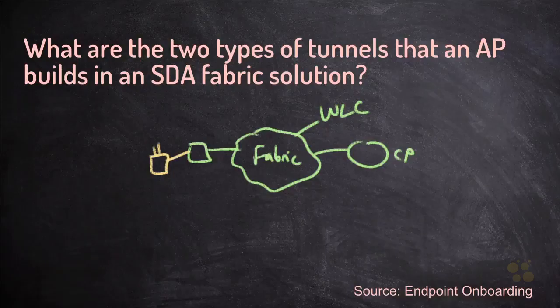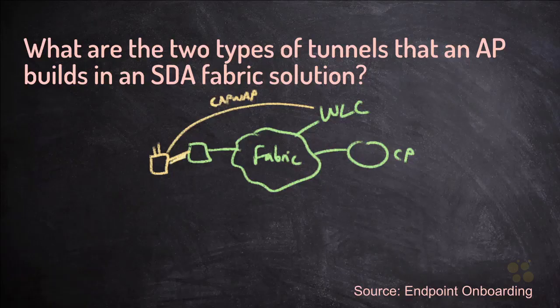That access point is going to connect into a fabric edge node, and we'll build 2 different tunnels off of this access point. The first tunnel is a CAPWAP tunnel to the wireless LAN controller. This is no different than a traditional network in that we're going to send all of our control plane information across the CAPWAP tunnel. However, in a traditional environment, we're also sending the data plane traffic, and we're not going to do that in an SDA environment.